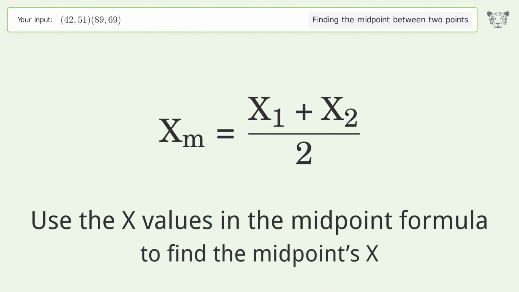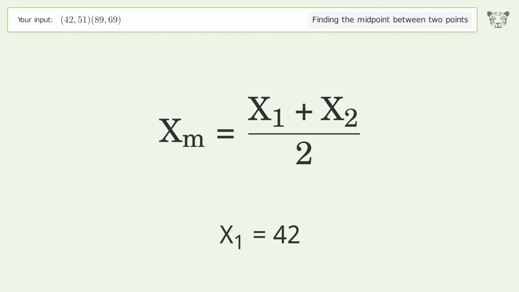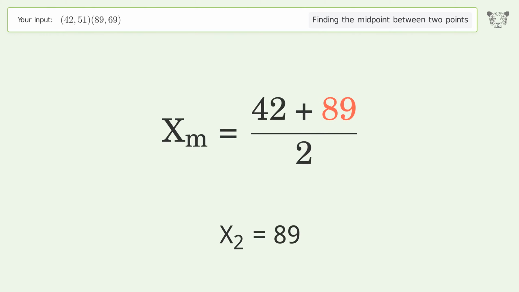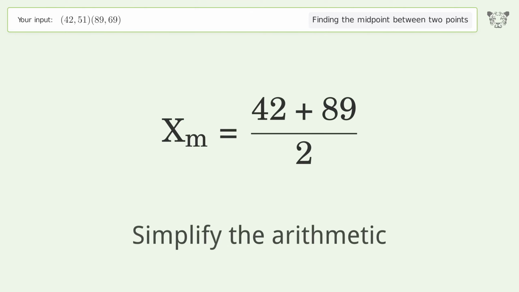Use the x values in the midpoint formula to find the midpoints x. x1 equals 42. x2 equals 89. Simplify the arithmetic.